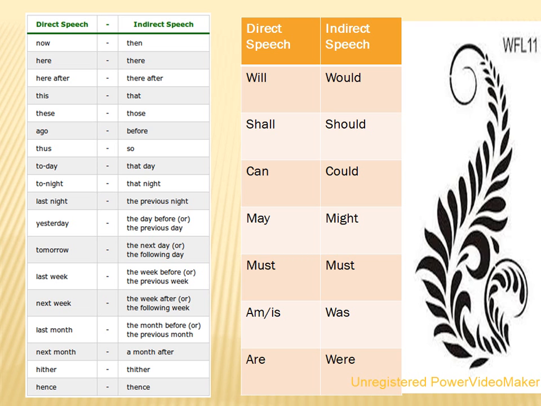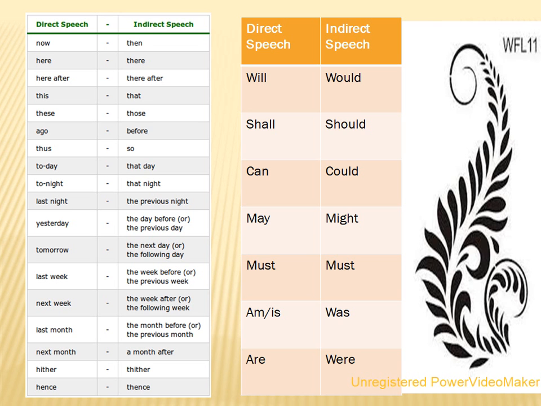Last night becomes the previous night. Yesterday changes to the day before, or you can also write the previous day. Tomorrow will change to the next day or the following day. Last week becomes the week before or the previous week. Next week, the week after. You can also write the following week. Both are correct. Last month changes to the month before or the previous month. Next month changes to a month after.